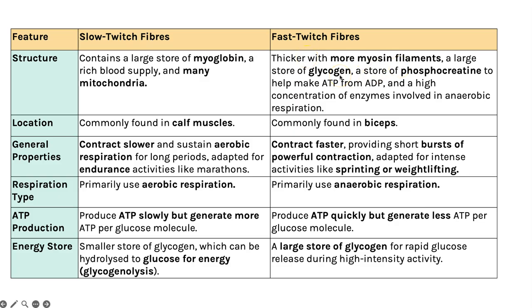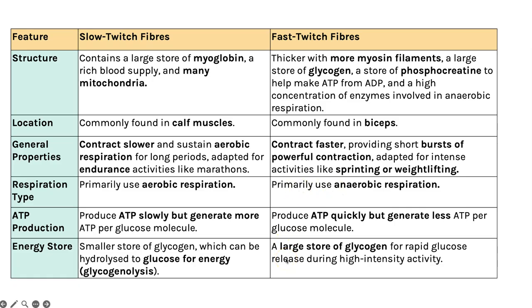They have a large store of glycogen. They have a big store of phosphocreatine as well to help make ATP from ADP. They have a high concentration of enzymes as well needed for anaerobic respiration. And an example would be in biceps, and that's linked to weightlifting. We've already said they produce ATP more quickly and they generate less ATP, and that's linked to the fact that it's anaerobic respiration that they primarily use.